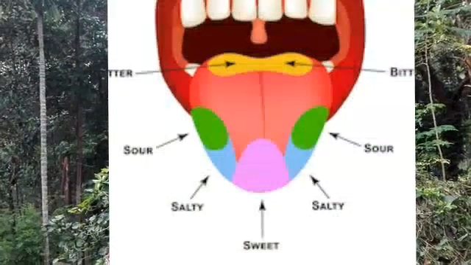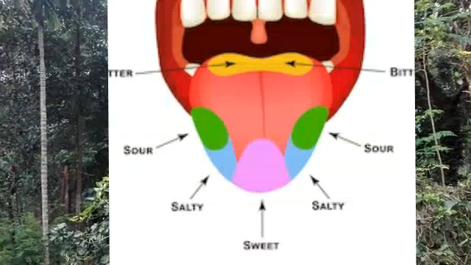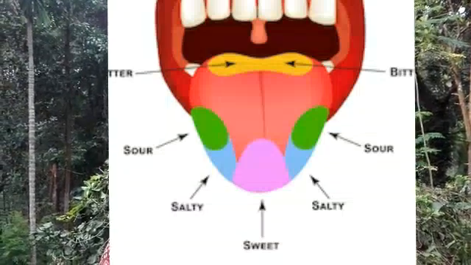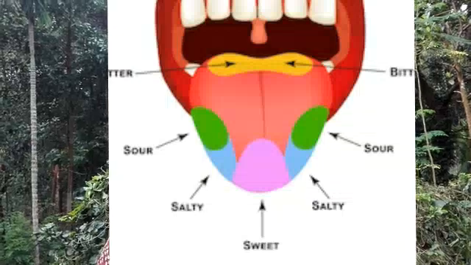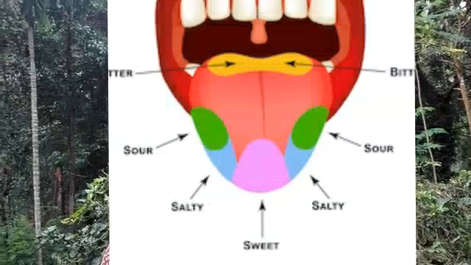Now we are going to see the locations of these different tastes on the tongue. First, in this triangular shaped tongue, at the tip of the tongue, some taste receptors are present. These taste receptors are sweet taste receptors. These receptors can identify sweet taste. So, sweet taste is seen at the tip of the tongue.